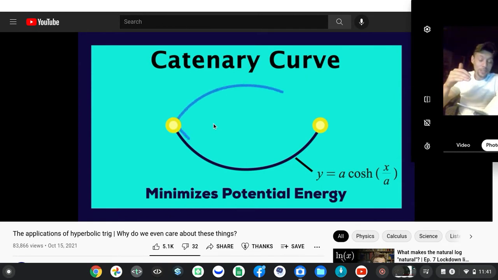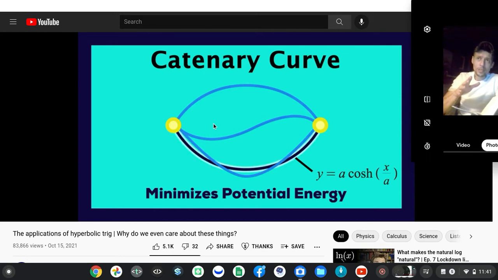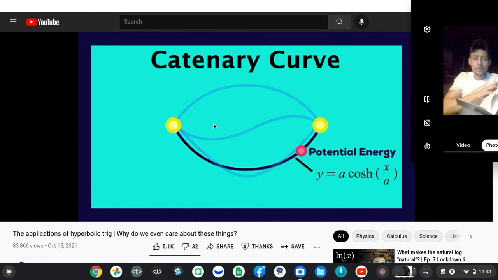If you took every possible curve between the fixed points that had the same length as the cable, found the potential energy at each point and then integrated across the entire thing, you'll find a hyperbolic cosine curve minimizes that value. I want you to think about that, and that's exactly something that nature sometimes likes to do. Nature sometimes likes to minimize things.